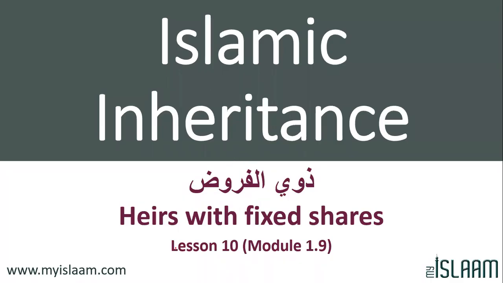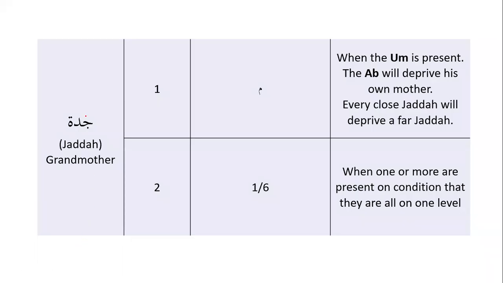Welcome to lesson number 10 in Islamic Inheritance. Currently we're discussing the الفروض وأصحاب الفروض, the heirs with fixed shares. Inshallah, in today's lesson we're going to go over the Jaddah, the grandmother. The Jaddah has a total of 2 conditions, and like always we need to learn these conditions off by heart. In condition number 1, the Jaddah will be mahjub, mahrum, mahjub, she will receive nothing.